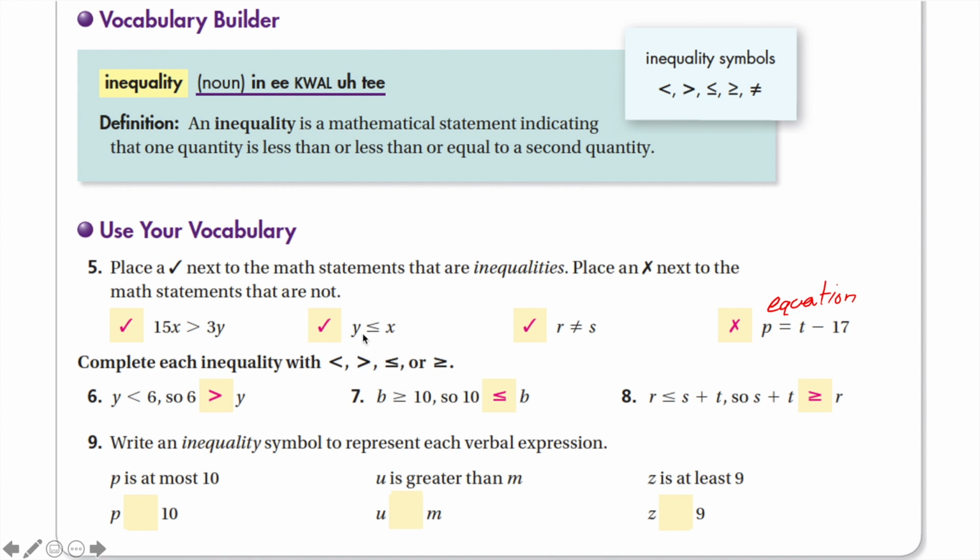Write an inequality symbol to represent each verbal expression. P is at most 10. That means the highest you can possibly go will be 10. Therefore, it must be less than or equal to that 10. So P is less than or equal to 10. U is greater than M. Well, that says it for you. U is greater than M. Remember, the greater than symbol ends off that G portion in greater than.